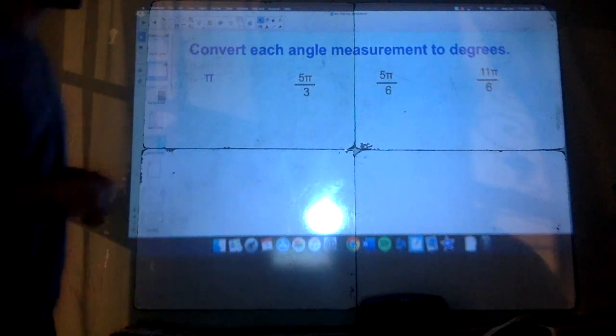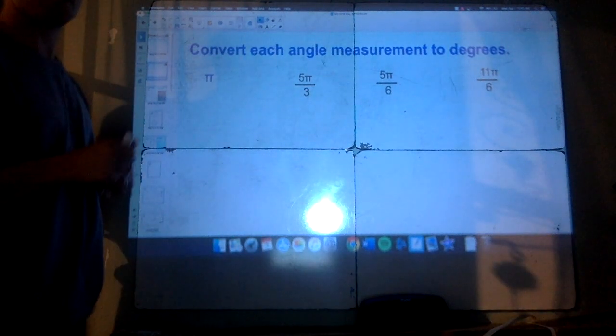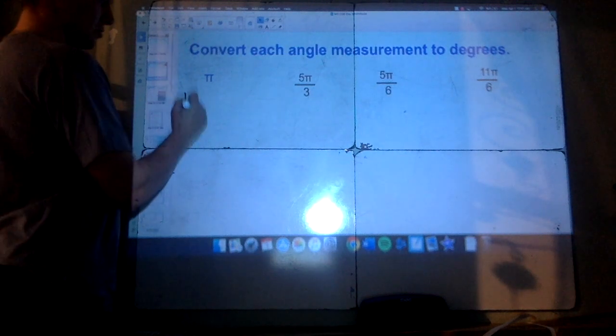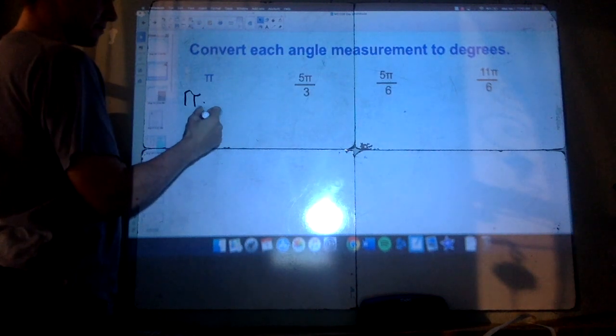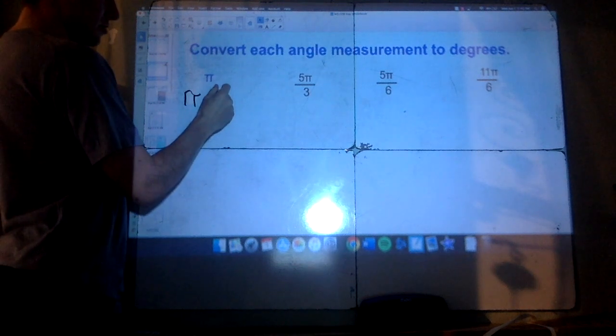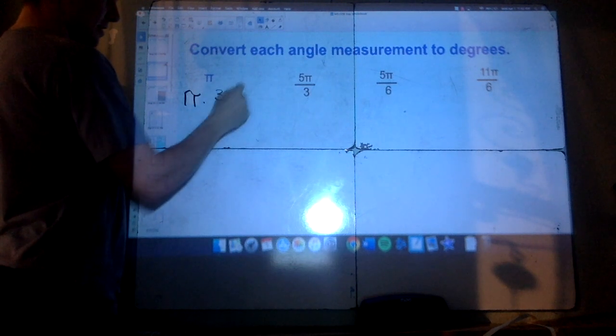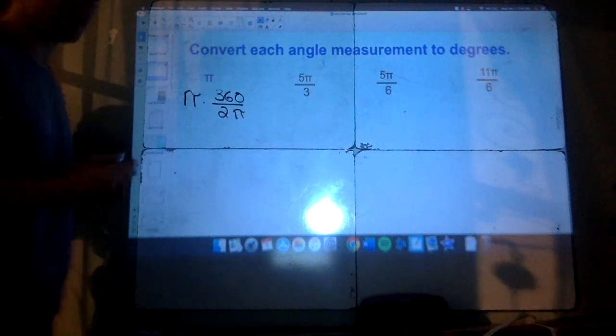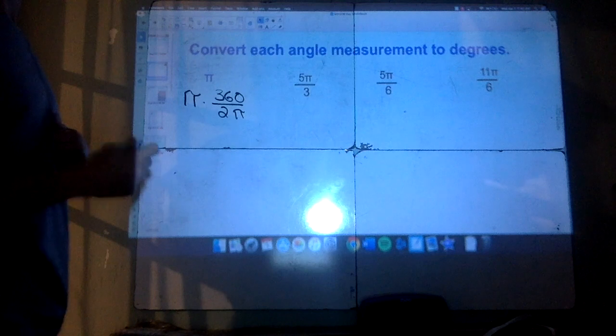Next, I want you to convert each of these angle measurements to degrees. Using your toolkit from last week, we're going to do pi times 360 divided by 2 pi. So that's how you start all these. Pause the video, convert them, and then check back in when you're done.